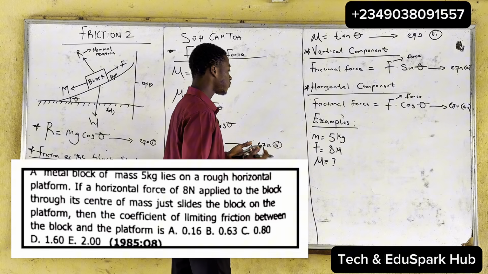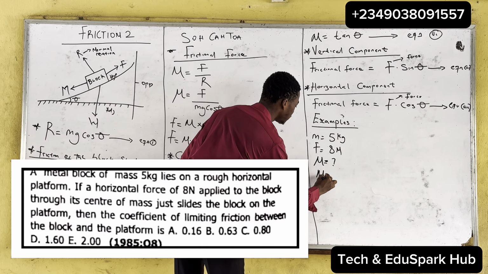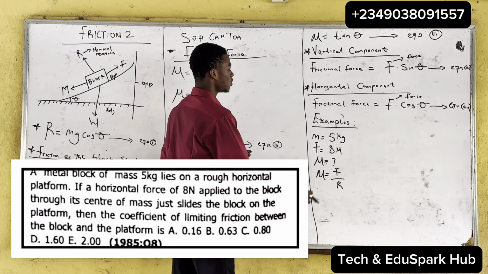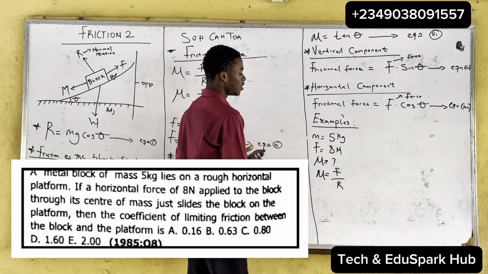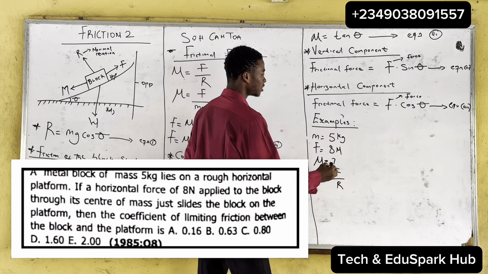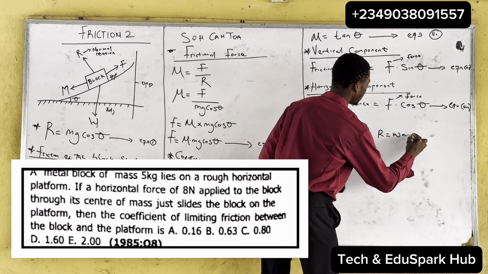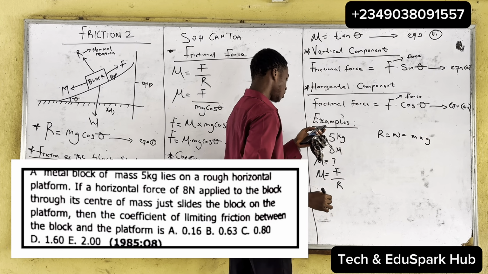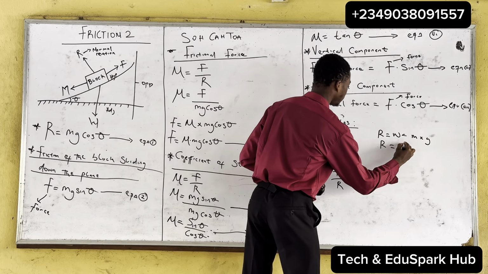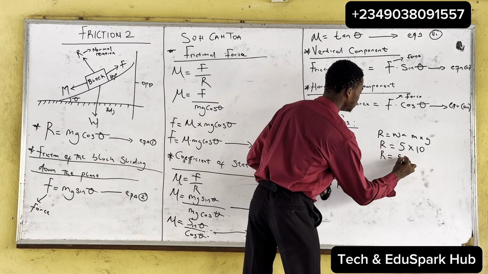So in this kind of question, what formula do you think we can apply? Remember that we said the coefficient of static friction, mu, is equal to the frictional force over the normal reaction. In this case, we are only given the frictional force, which is 8 Newton. We are not given the normal reaction. Remember in our last lesson, we said the normal reaction is equal to the weight, which is mass times gravity. So our normal reaction, R, is equal to mass 5 multiplied by gravity, which is 10. So our normal reaction will be 50.